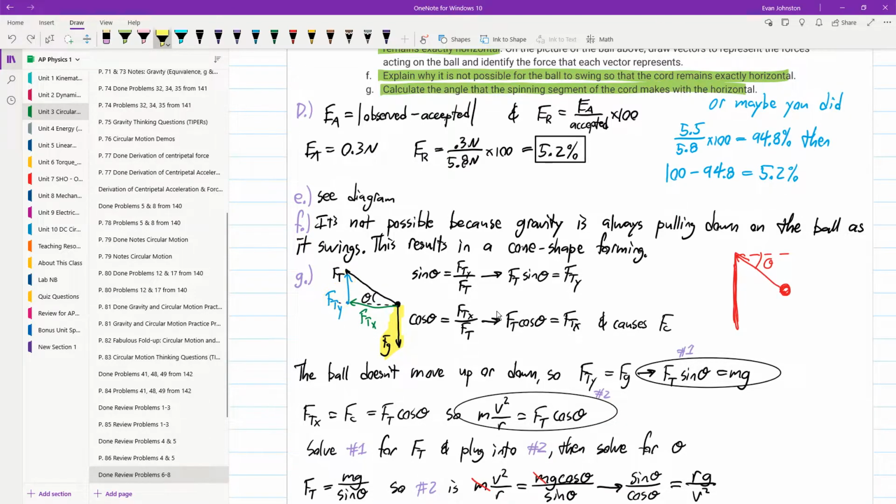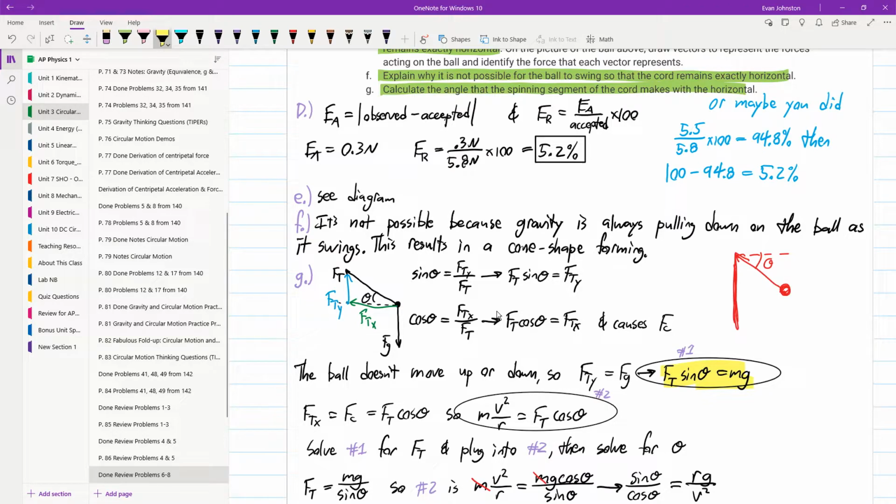If the tension was greater, the ball would actually move up. If gravity was greater, the ball would move down. But we're not having that. Even though it's a little bit of a cone shape, the ball is rotating and going around in a circle, and it's at the same vertical height. And so what I can do then is set tension and gravity equal to each other. Those must balance out, and so I just wrote exactly this.